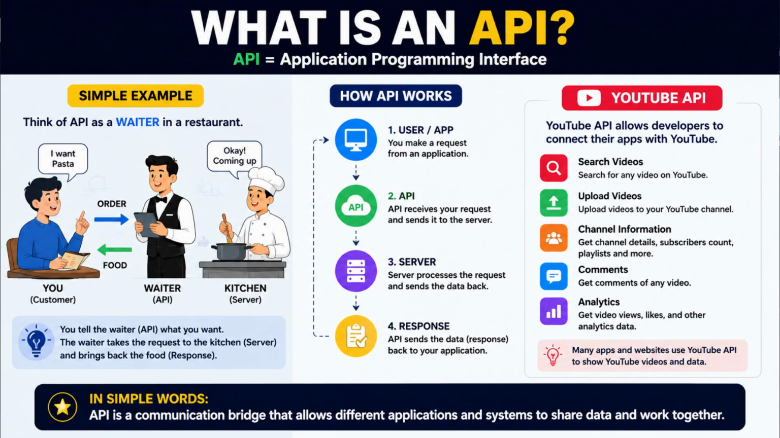Suppose when you log in using a Google account on another app, APIs are working. When apps show live weather data, APIs are working. When a website shows YouTube videos directly, APIs are working.